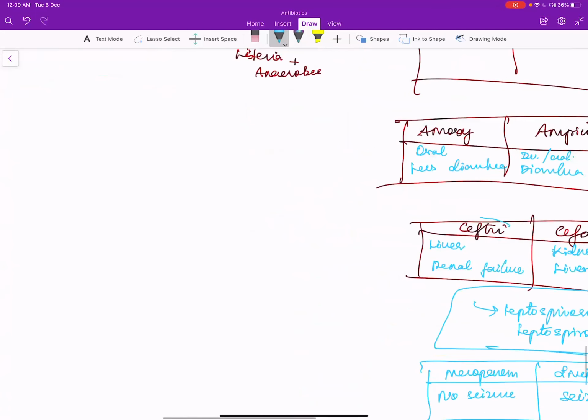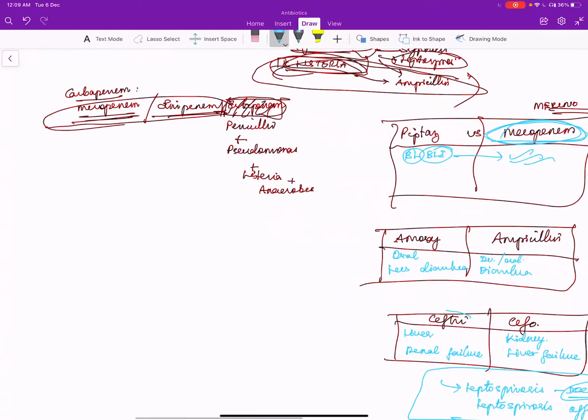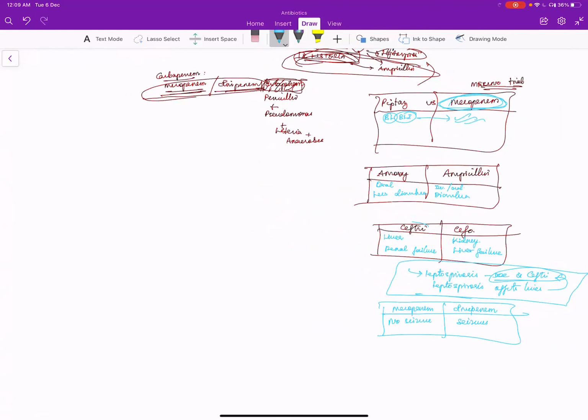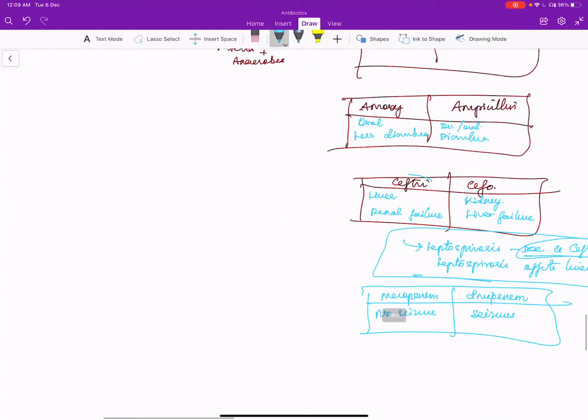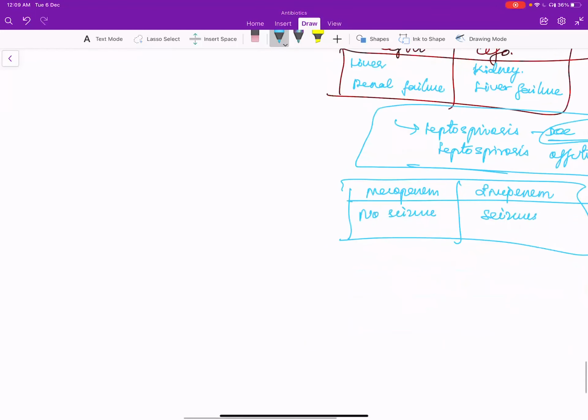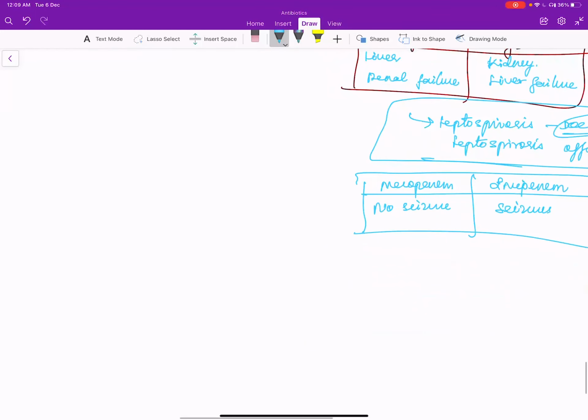Okay, so understood till now. This is the major group of antibiotics, very commonly used. If you understand, meropenem does not cause seizures. No seizures. That's why it is used in meningitis. So imipenem is not used in meningitis because it can cause seizures. It can be used in other infections.